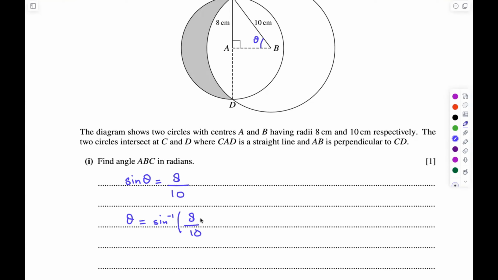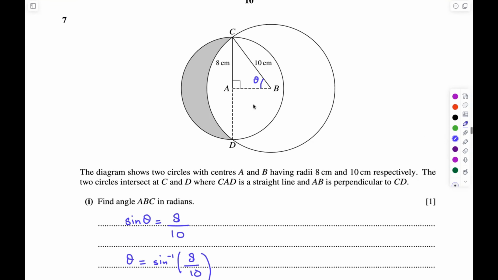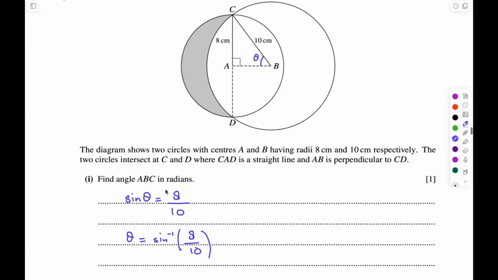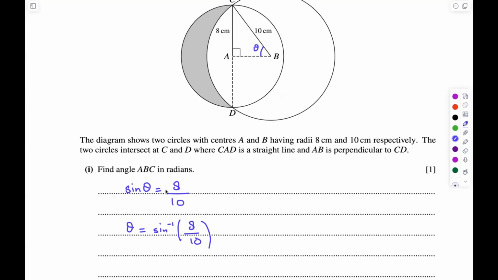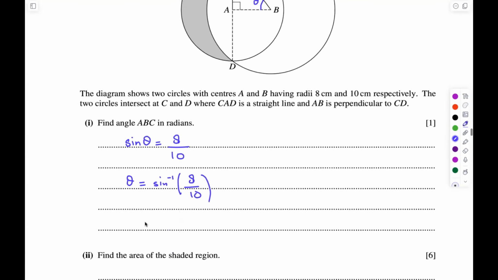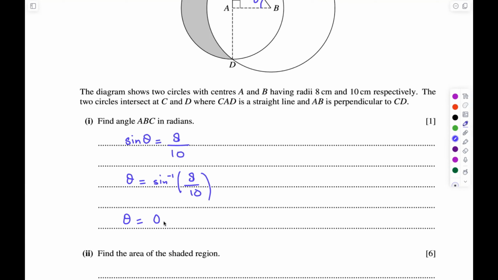We have to make sure the calculator is in radian mode, as the question is asking for the angle in radians. So first making the calculator in radian mode and finding sine inverse of 8 divided by 10, that is equal to 0.92729 radians. So we can give it to three significant figures as 0.927.